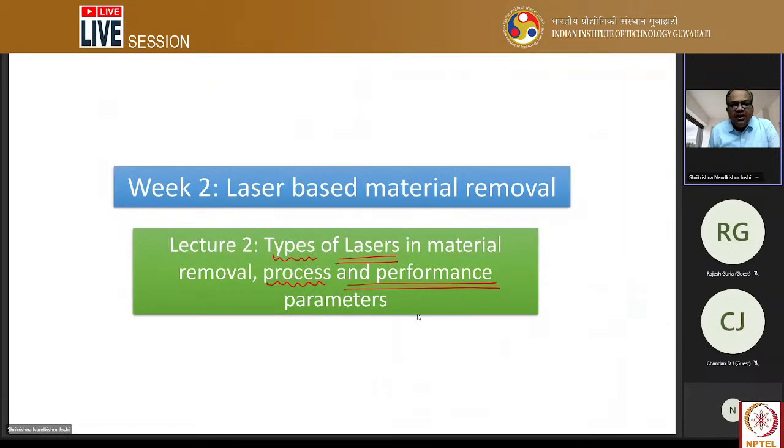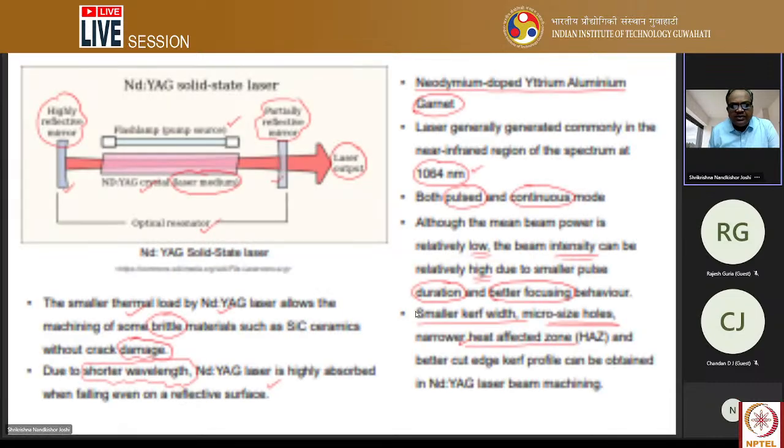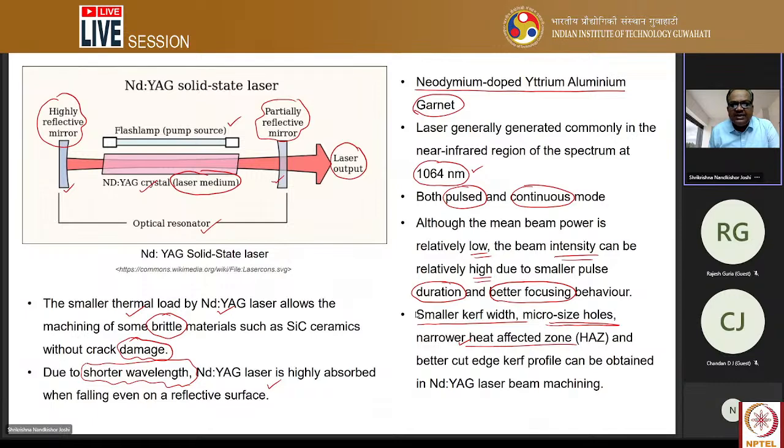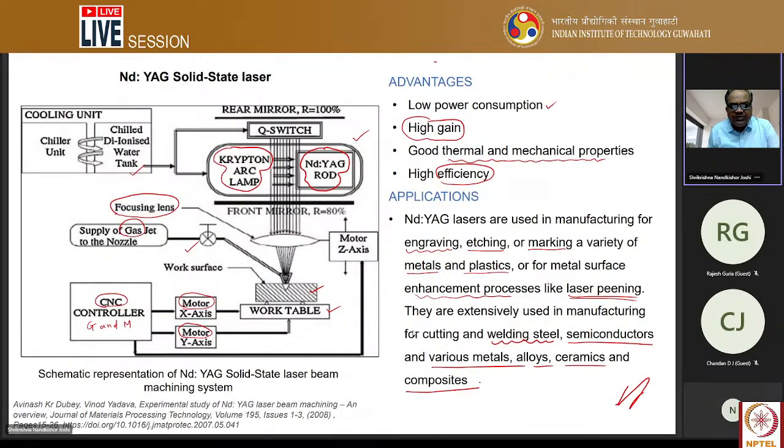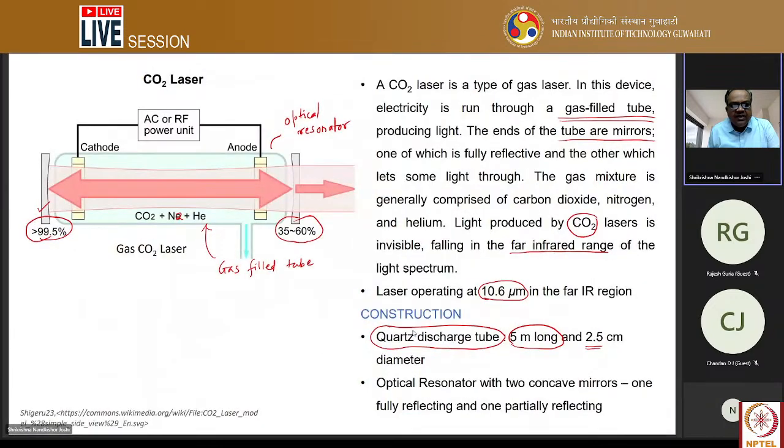OK. Then types of material removal process and performance parameters. These we have seen in the second lecture of week 2. So various types of lasers are being used, mostly Nd:YAG or CO2-based high power lasers are used in laser-based material removal. Their construction and working in detail we have seen.